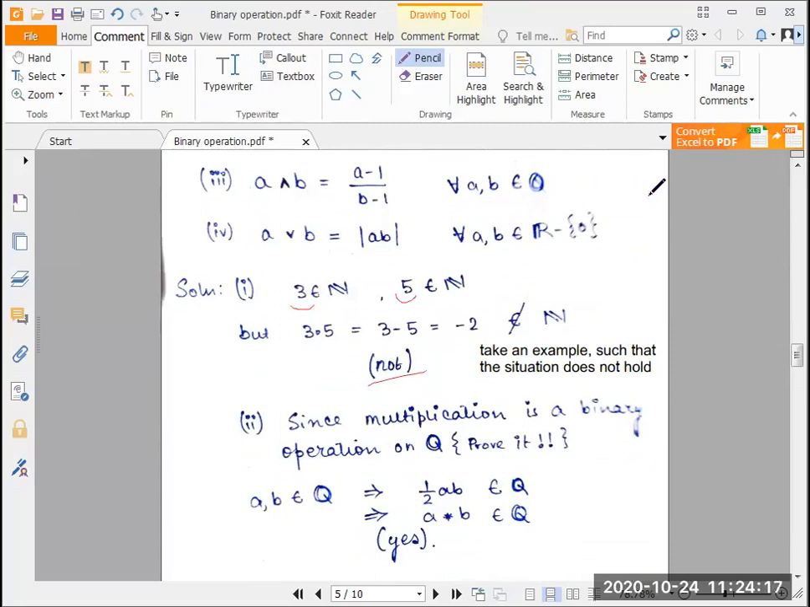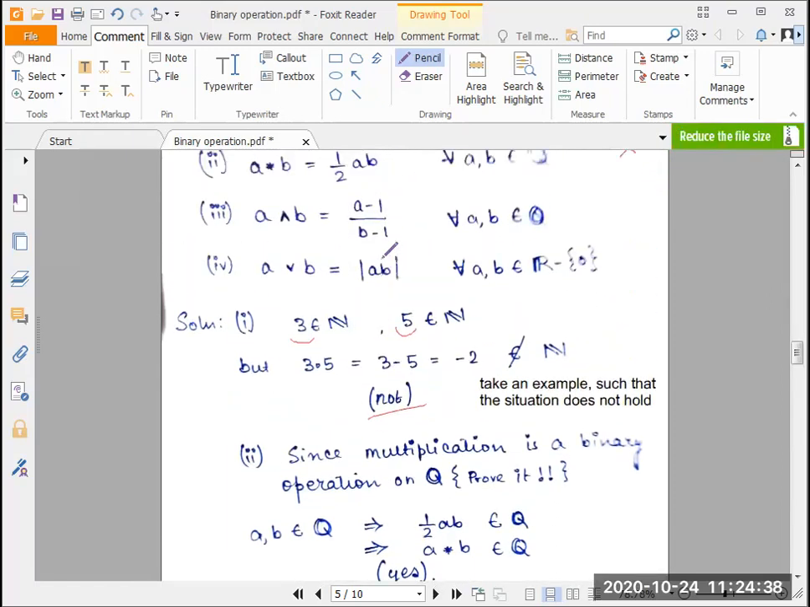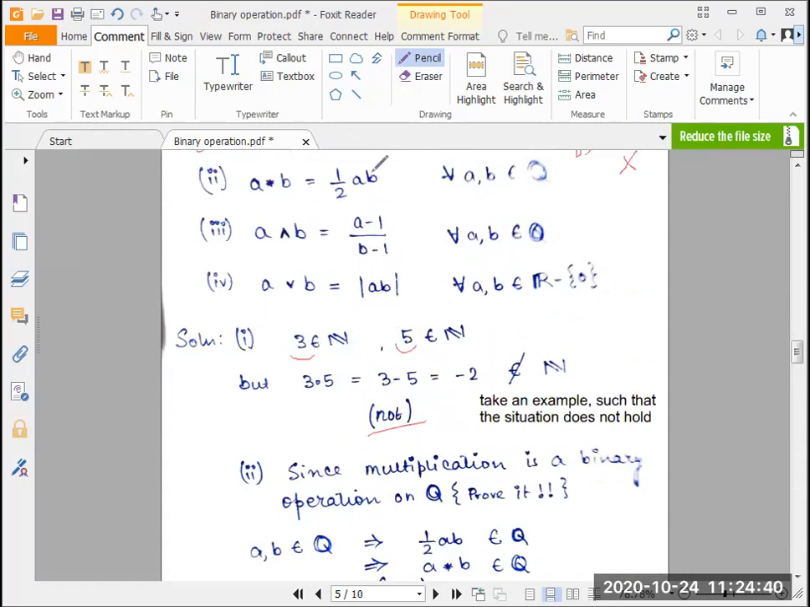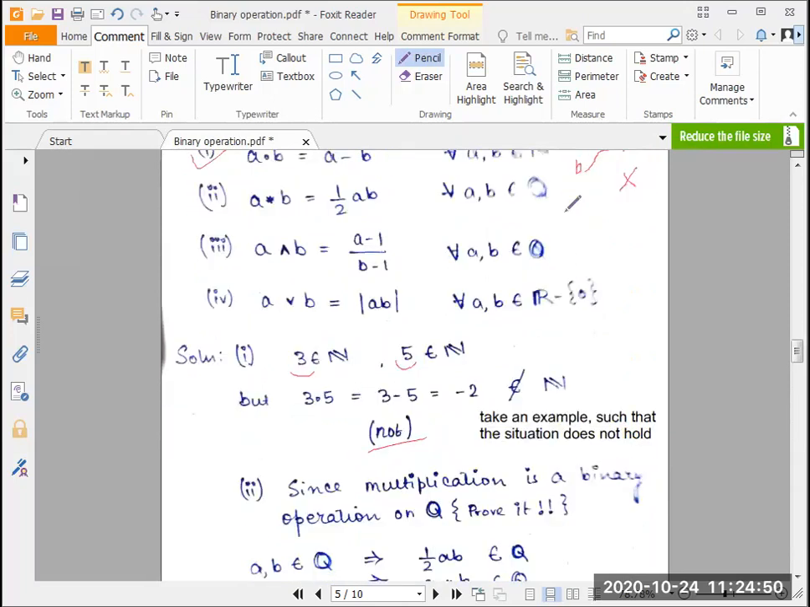We'll probably in a future video look more into the set of rational numbers, the set of real numbers, and the set of irrational numbers. But for the time being, it's sufficient to know that the set of rational numbers is numbers which, in a simplified way, can be represented in p by q form. So let's look at the second sum. As I had said, A star B is defined as half AB, and A and B are both rational numbers. So we take the same procedure as used before.